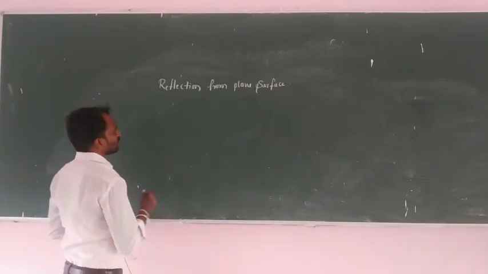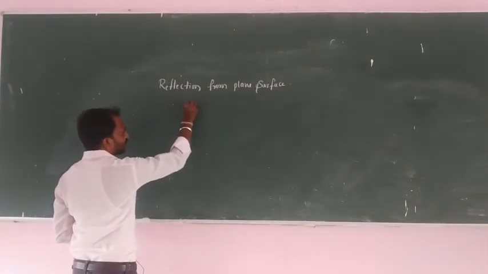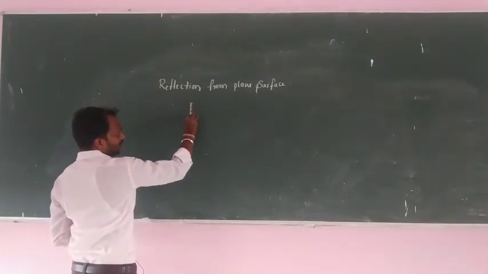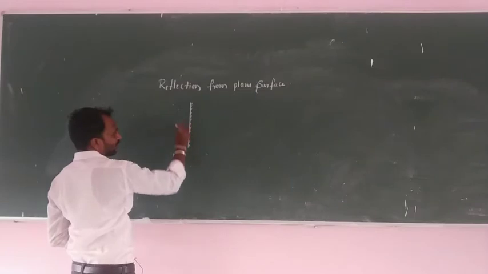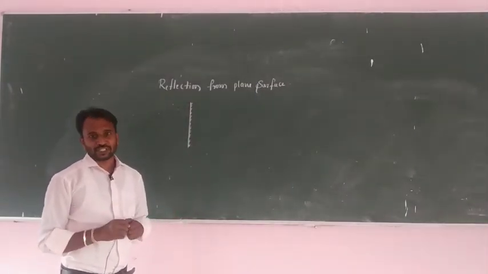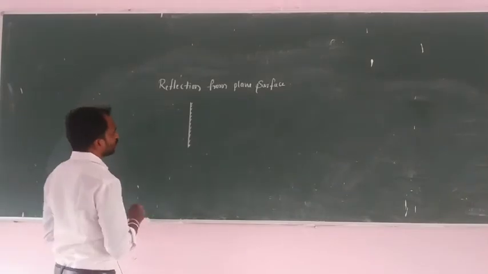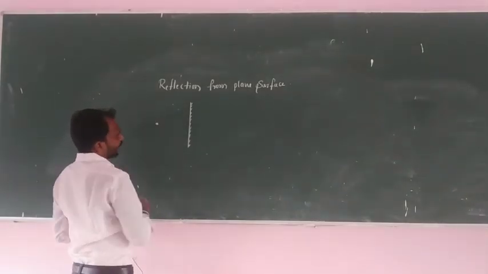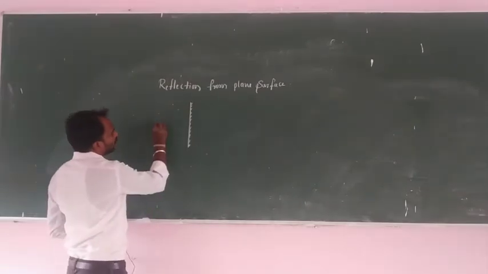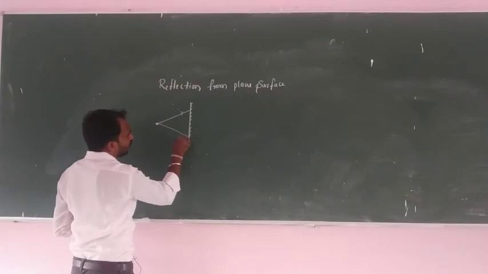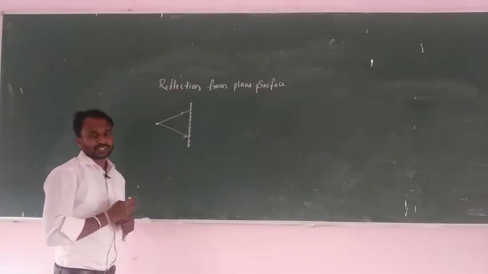Okay, so here we consider that this one is a mirror. It means a plane mirror. So one side is a reflecting surface, another one is a polished surface or opaque media. So here, this one is an object. Okay, so incident rays are incident on this plane mirror.